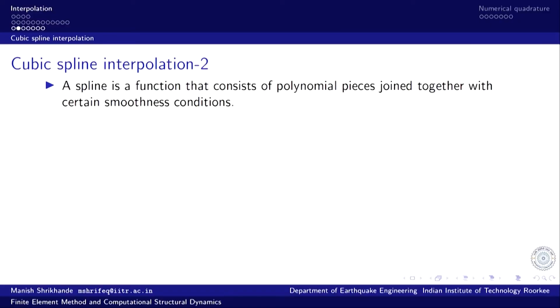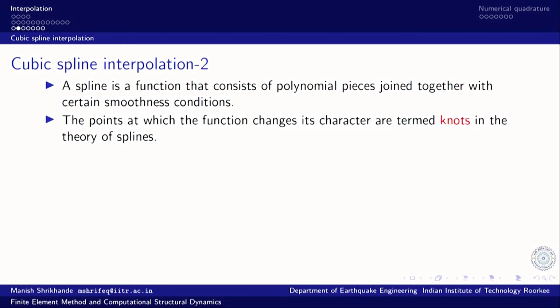So, theoretically a spline is a function that consists of polynomial pieces joined together with certain smoothness conditions. The points at which the function changes its character are termed knots in the theory of splines. So, instead of nodes, we call the points between which we define one particular segment the pair of knots.